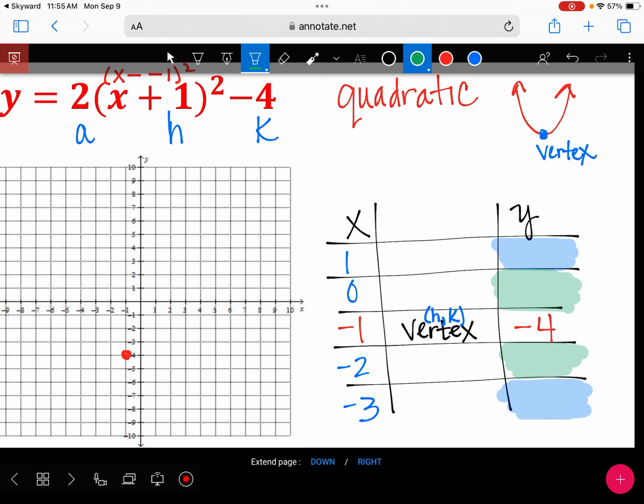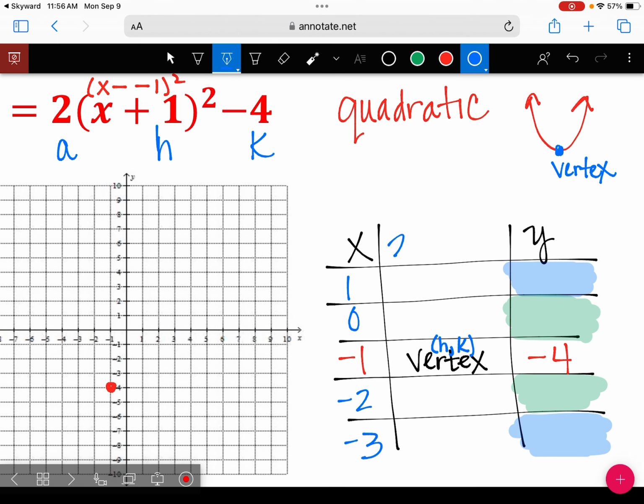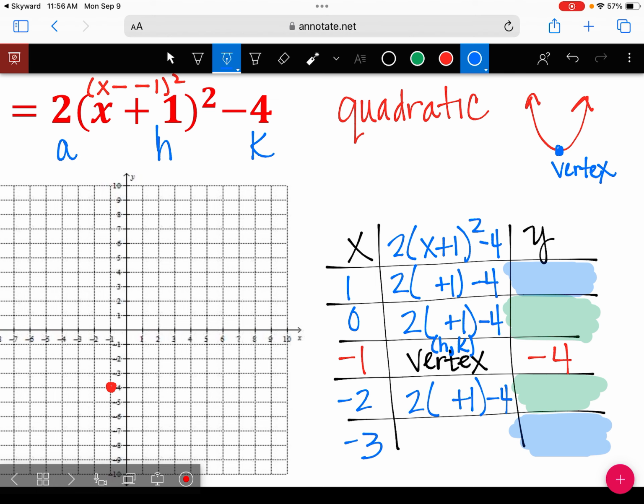So let's go ahead and pick up our calculators. Well, first I'm going to write it out. So remember, it's 2x plus 1 squared minus 4. This is how I usually do it. I just write it out. Again, you don't have to write this out. I'm just telling you how I would do it, but you do you.